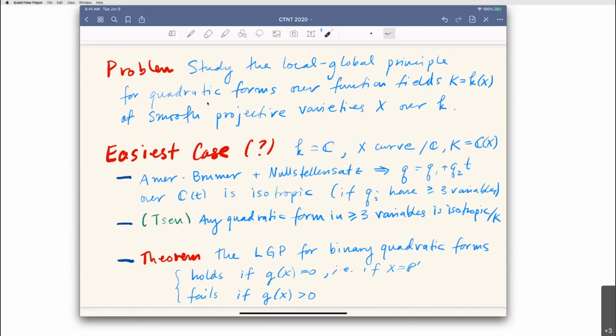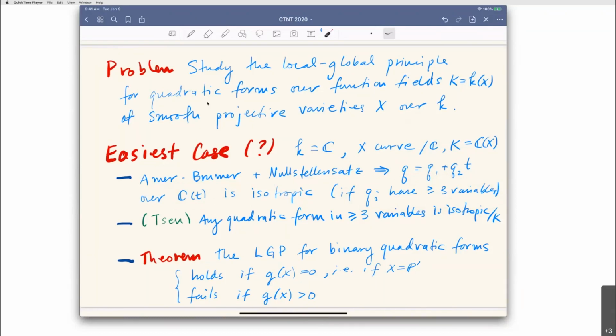Let's take what you might think is the easiest case. K is the complex numbers, X is a curve, so a one-dimensional complex variety, and K is its function field. Then an easy application of Amer-Brumer and the Hilbert Nullstellensatz will show you that any such pencil over the rational function field will be isotropic, as long as we have at least 3 variables, because in that case the intersection of the two quadrics defined by the quadratic forms is a positive dimensional complex variety, and hence has a rational point by the Nullstellensatz.